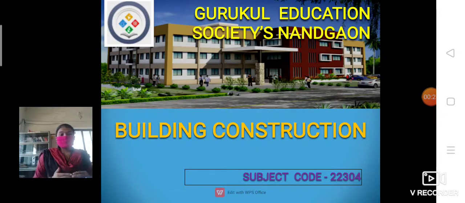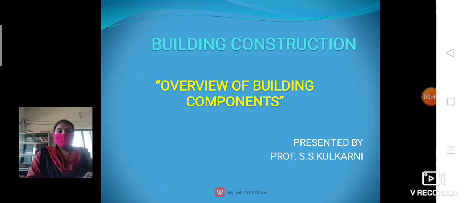After that, we can understand the function of every structural component. Means beam: what is the function of beam, column, lintel? Everything related to building we can understand from this subject. So, what is the very first unit? The first unit is the overview of building components.